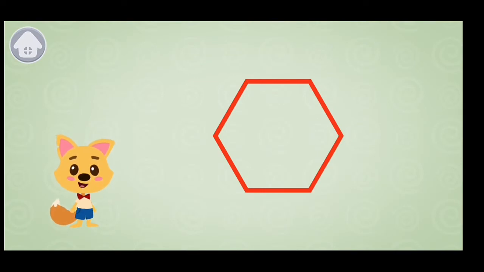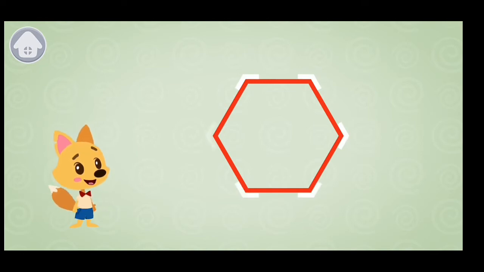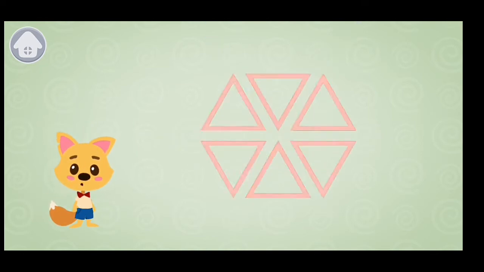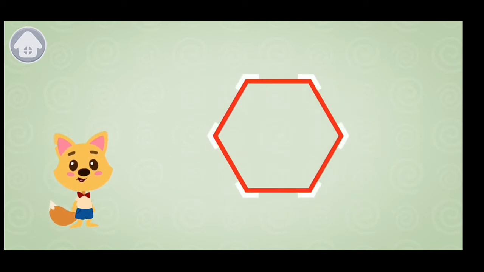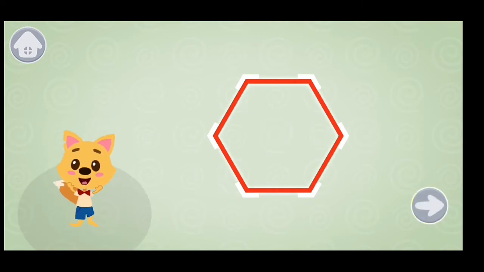A regular hexagon. It has six angles. 1, 2, 3, 4, 5, 6. All sides of the regular hexagon are equal. The regular hexagon is made up of six triangles. Tap on the hexagon. Hooray!